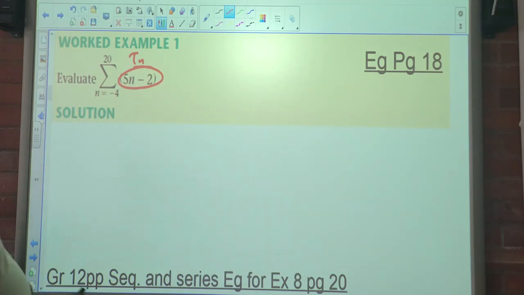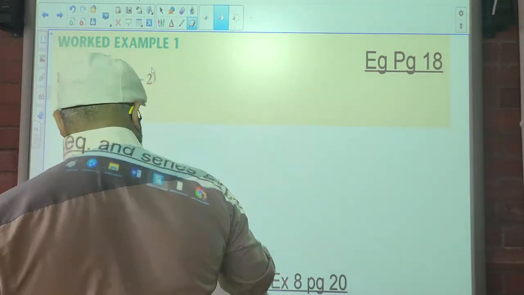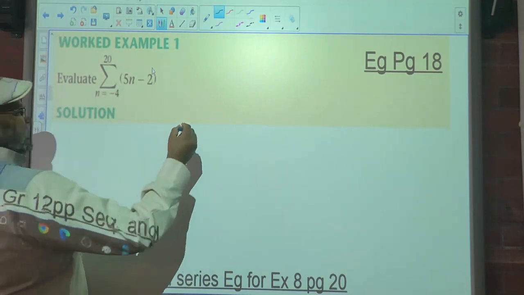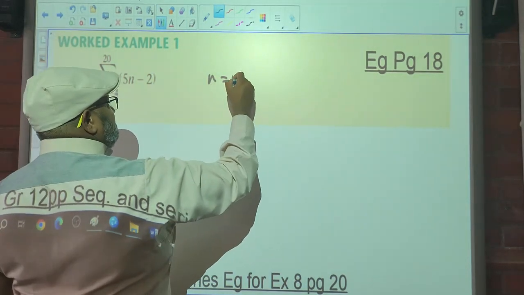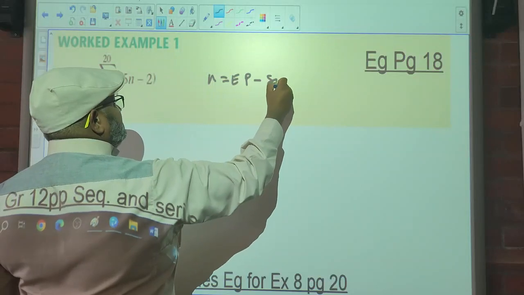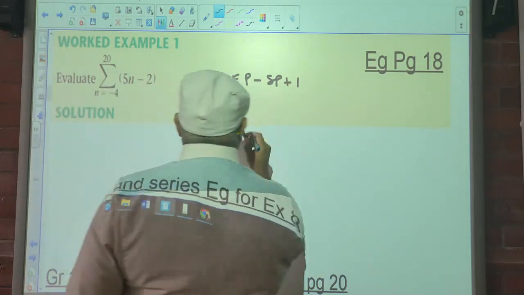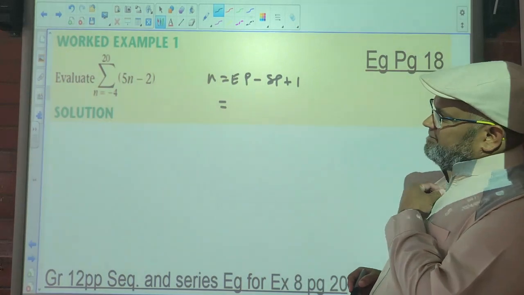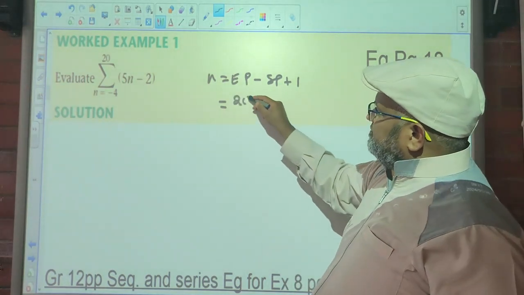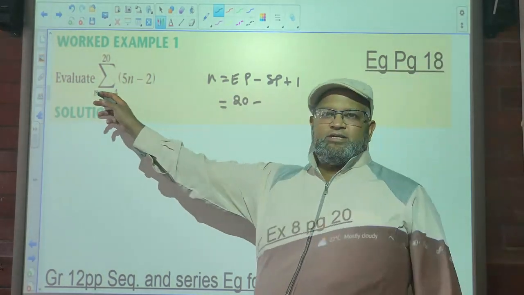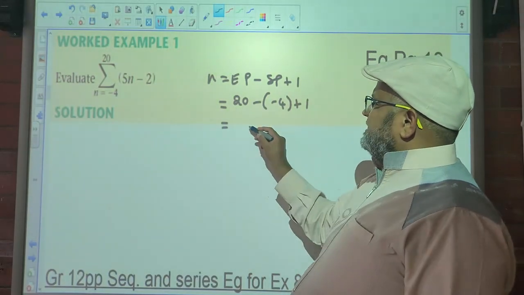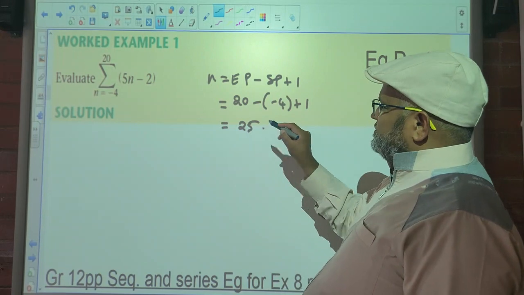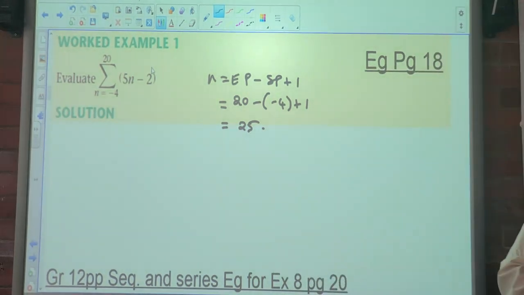Not so? So how many terms are here in the series? Okay, I gave you that formula. n is equal to the end point minus the starting point plus 1. What is the end point? 20, minus negative 4, plus 1. So that gives me an answer: there are 25 terms in the series.